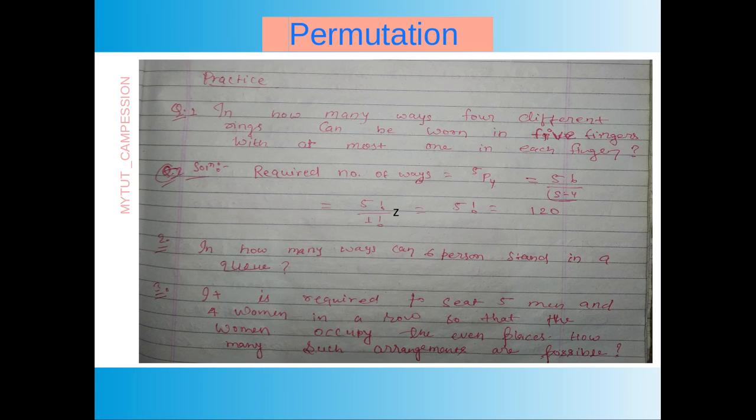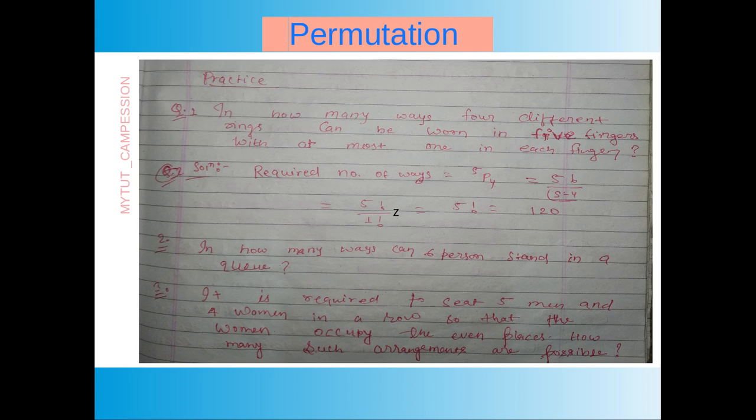Now here is a practice question for you. In how many ways can 4 different rings be worn on 5 fingers with at most one in each finger? First question: in how many ways can 4 different rings be worn on 5 fingers? In your hand you have 5 fingers and I will give you 4 different rings. So in how many ways can you wear the 4 rings on your 5 fingers?